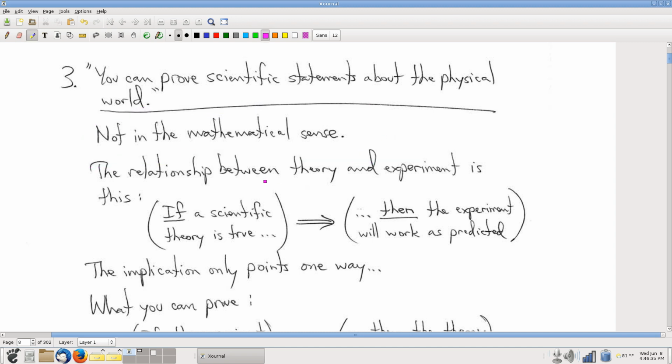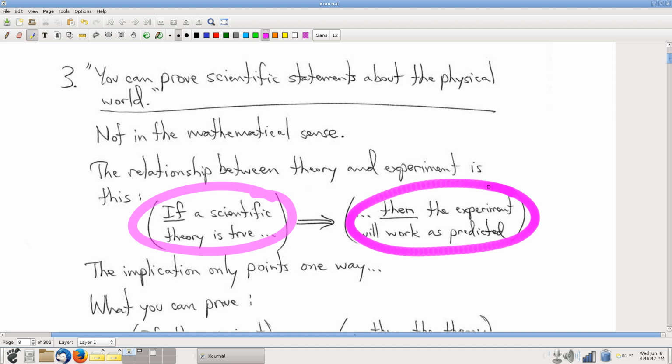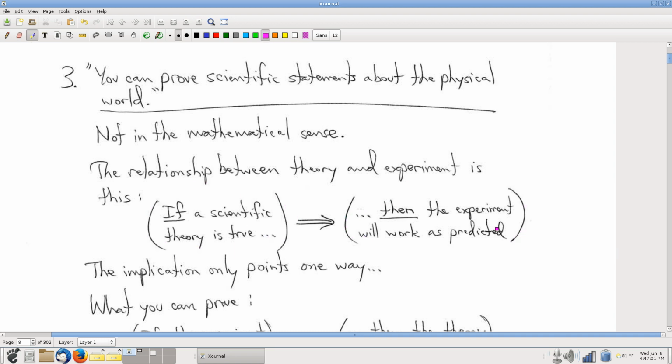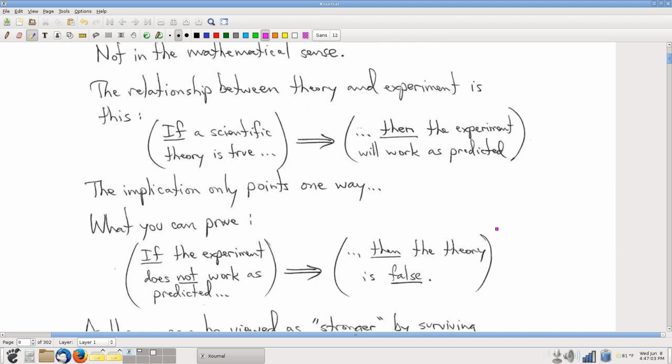So now here is a deductive relationship between theory and experiment. If a scientific theory is true, then it is true that the experiment will work as the theory predicts. Right? I mean, that's what a scientific theory does. It makes predictions, and if it's true, then those predictions should work. But that only goes one way, and it's important to acknowledge that this arrow is a one-way arrow, and you cannot turn it around.